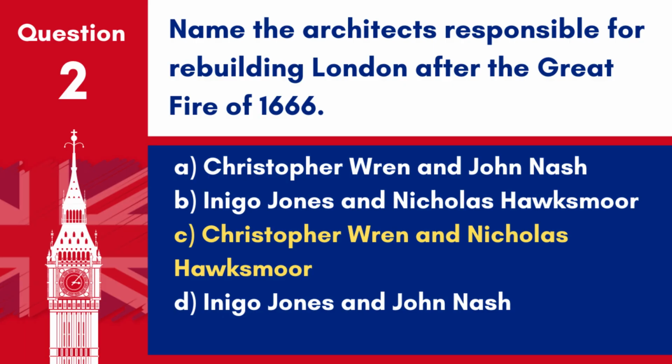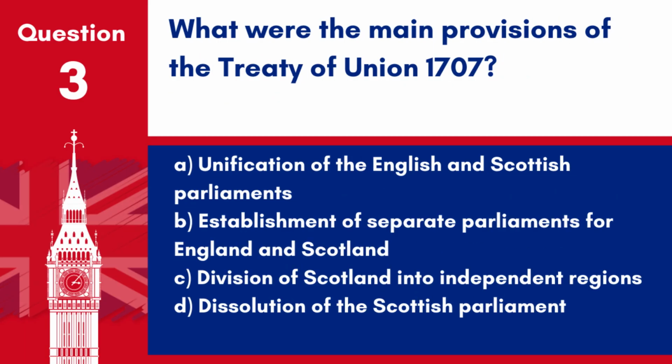Paul's Cathedral. Question 3. What were the main provisions of the Treaty of Union 1707? A. Unification of the English and Scottish Parliaments. B. Establishment of separate parliaments for England and Scotland. C. Division of Scotland into independent regions. D. Dissolution of the Scottish Parliament.